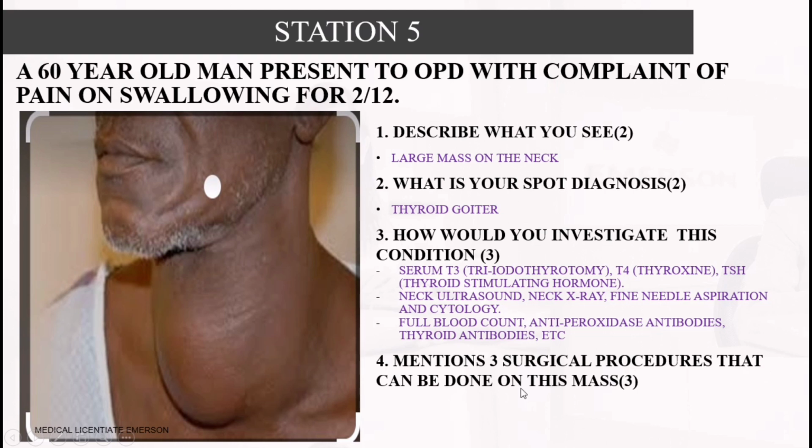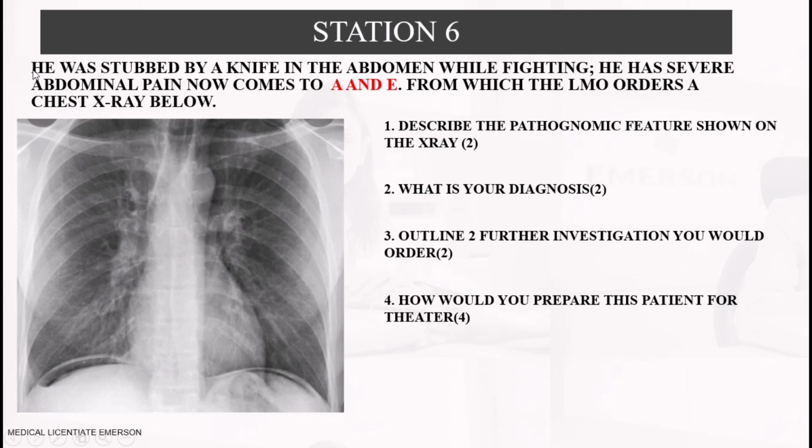Then mention 3 surgical procedures which can be done. So we can do a thyroid lobectomy, that's one, subtotal thyroidectomy, and total thyroidectomy. So those are the procedures that can be done. So we are done for this part.